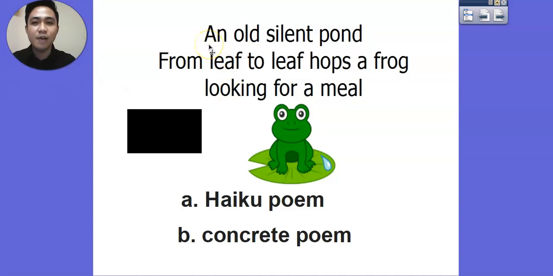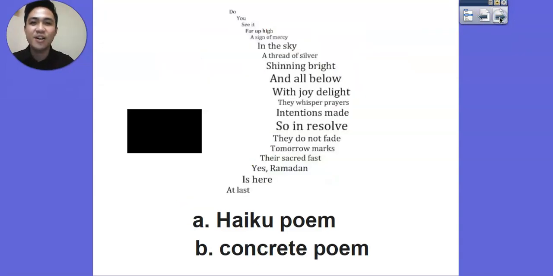The correct answer is letter A. Let's try. Let's count. 1, 2, 3, 4, 5. Okay, 5. 1, 2, 3, 4, 5, 6, 7. There are 7 syllables. Correct. 1, 2, 3, 4, 5. Correct. It is a haiku poem. Okay? Next, 20 seconds starts now.